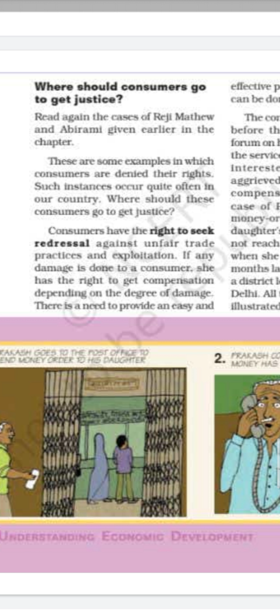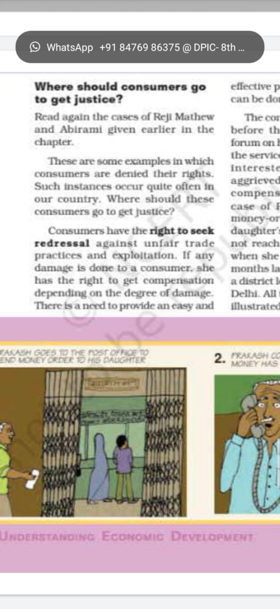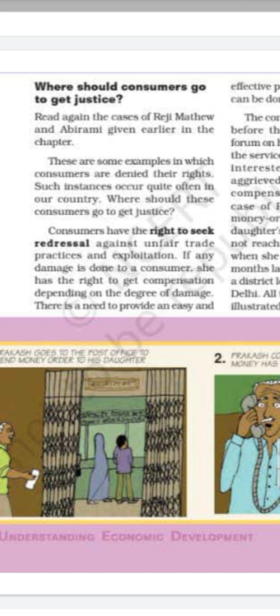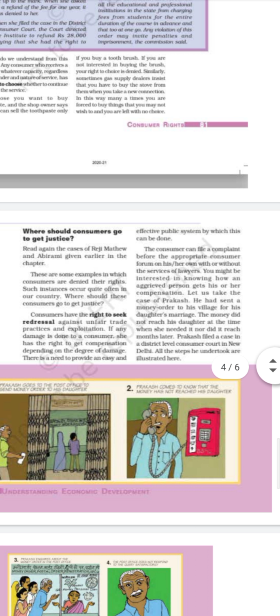Next, where should consumers go to get justice? Look, consumers have the right to seek redressal against unfair trade practices and exploitation. If any damage is done to a consumer, she or he has the right to get compensation, depending on the degree of damage. It depends on how much damage has been caused. There is a need to provide an easy and effective public system by which this can be done. So in the next lecture we'll discuss where a consumer should go to get justice. I hope this much is understood.